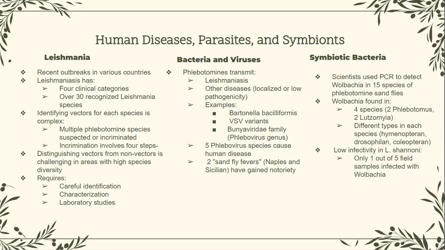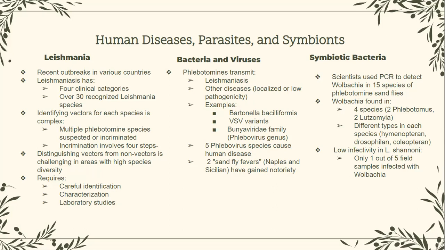There are 4 clinical categories: visceral, cutaneous, mucocutaneous, and diffuse cutaneous. A standardized system of parasite identification based on isozyme profiles has been developed, with over 30 recognized Leishmania species. However, the identification of vectors for each Leishmania species is complex, with multiple phlebotomine species incriminated or suspected as vectors. Incrimination of phlebotomine species involves 4 steps: feeding on humans, sufficient densities for cyclic transmission, permissiveness to parasite development and multiplication, and transmission of the infectious parasite.